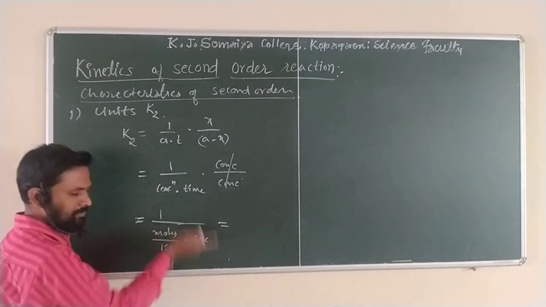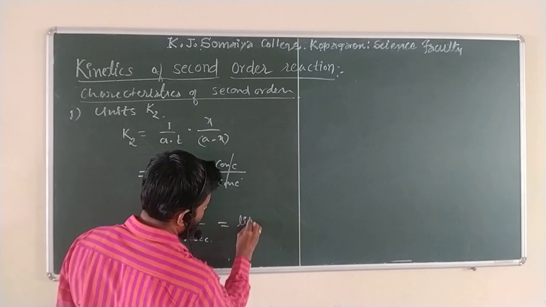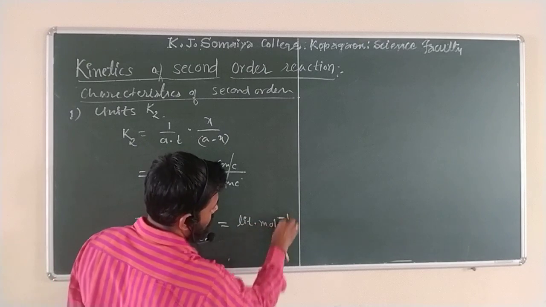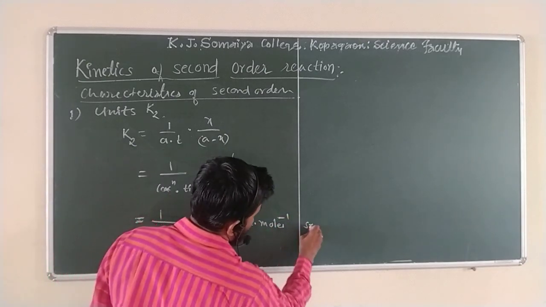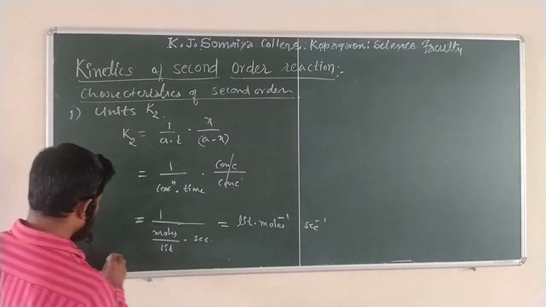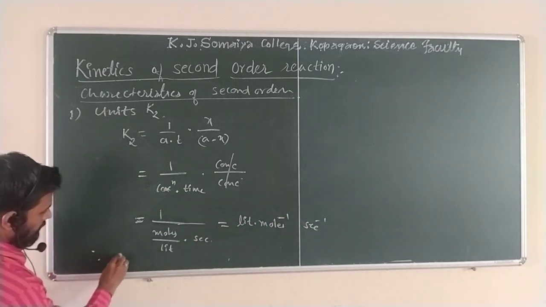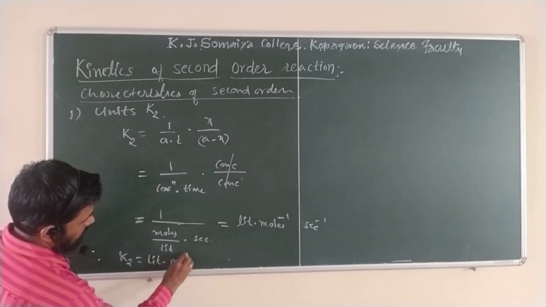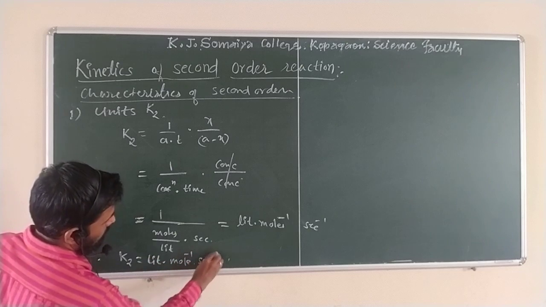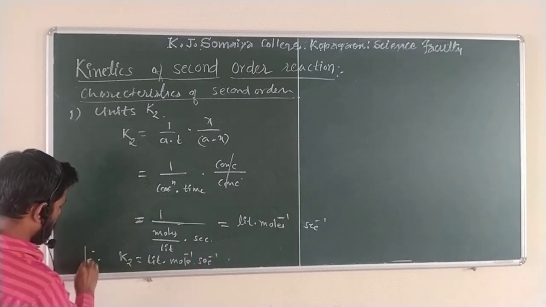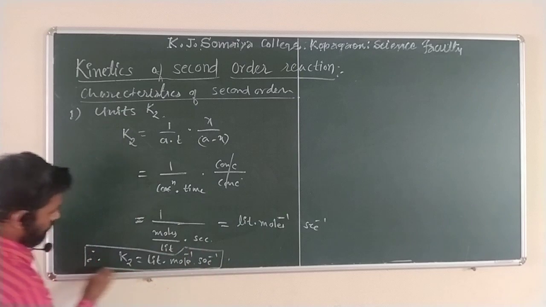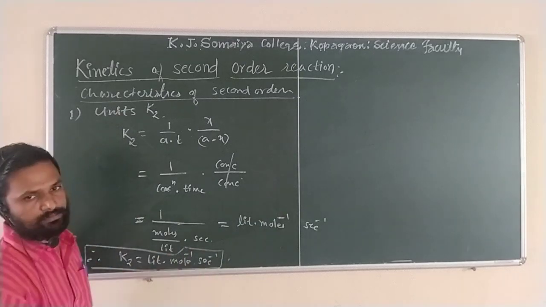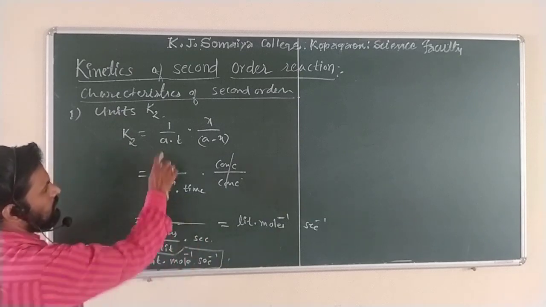Now this is the denominator, and this will become the numerator. This will be the liter, which is in the denominator. It forms moles per mole, and second forms the per second. So therefore, finally, the rate constant K2 equals liter per mole per second. This we have to understand. How do we determine it? Very simple, with respect to this equation.